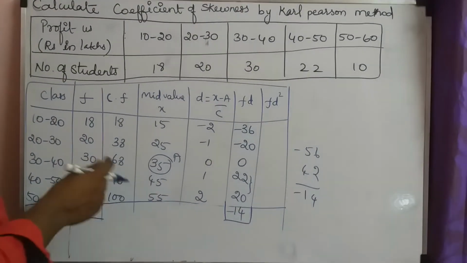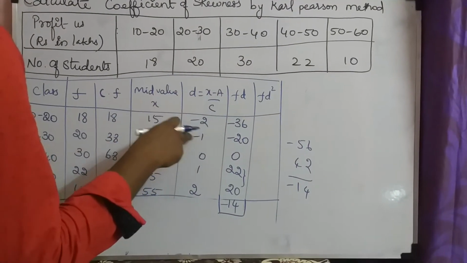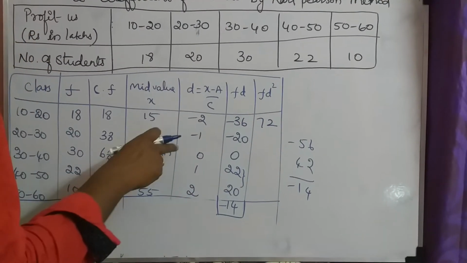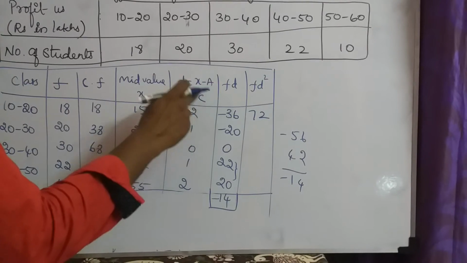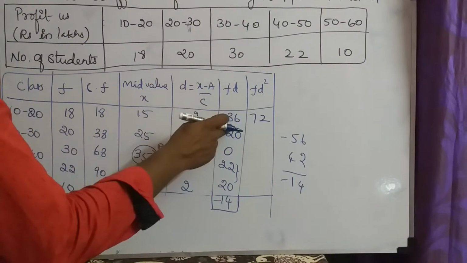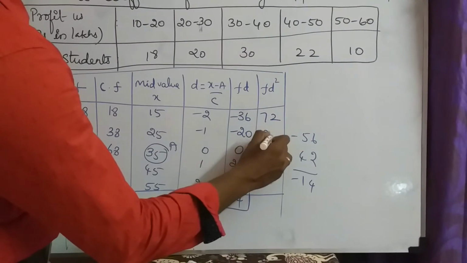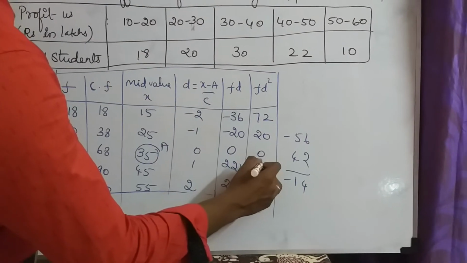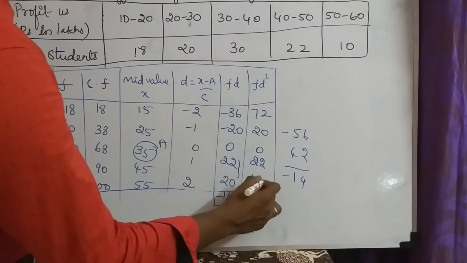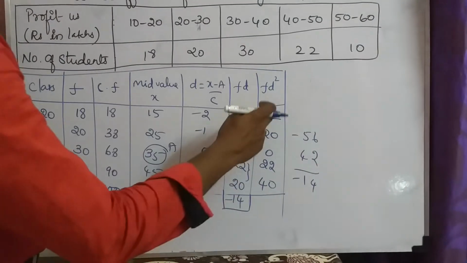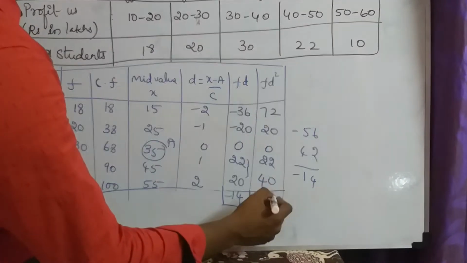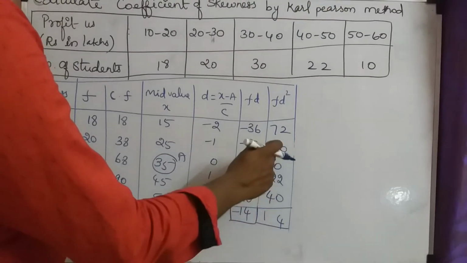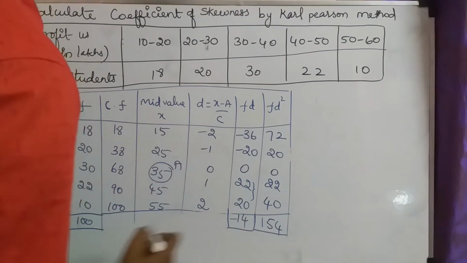Next FD square. FD square is the D value squared and multiplied by F. The square of minus 2 is 4, and 4 into 18 is 72. Otherwise, multiply FD into D to get FD square. 20 into 1 is 20, 0 into 0 is 0, 22 into 1 is 22, and 20 into 2 is 40. Now add these values: 72, 20, 0, 22, 40, which gives 154.